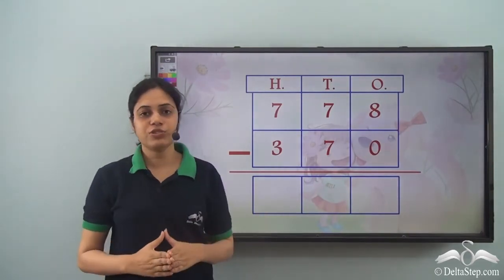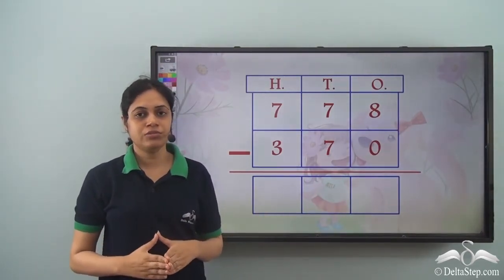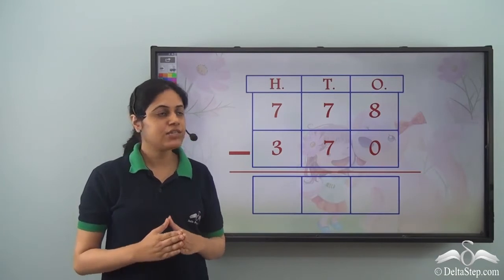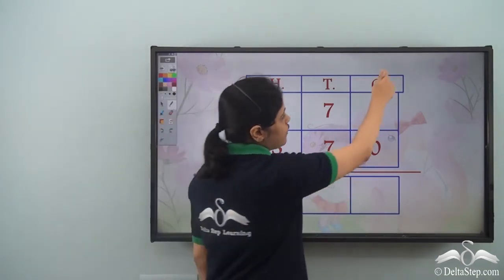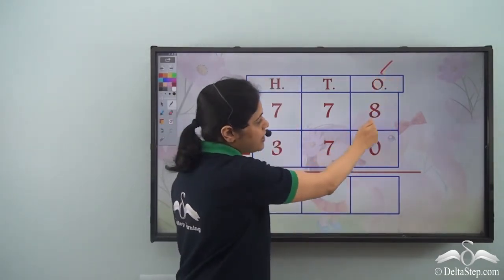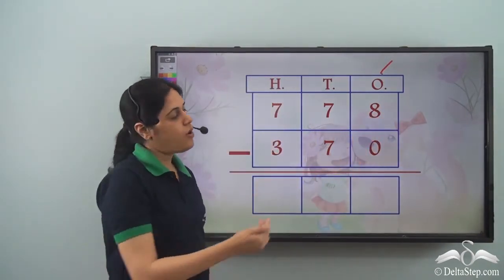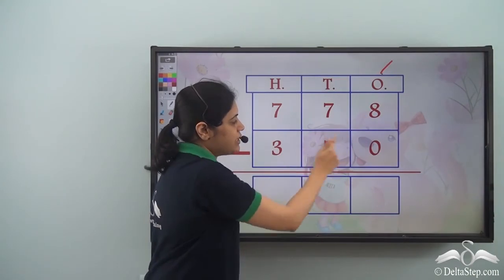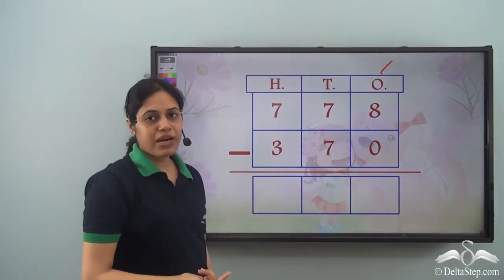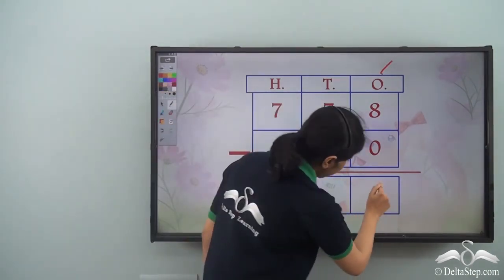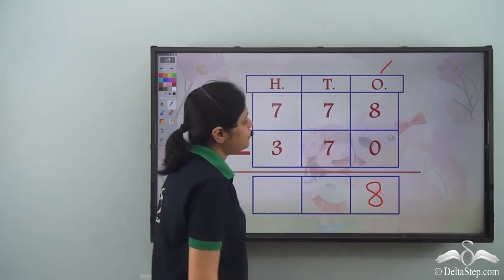Now can you try out this one on your own? So where do you start? You start with the ones room. In the ones room, I have 8 and 0. So I have to do 8 minus 0. 8 minus 0 is 8. So I write an 8 here.